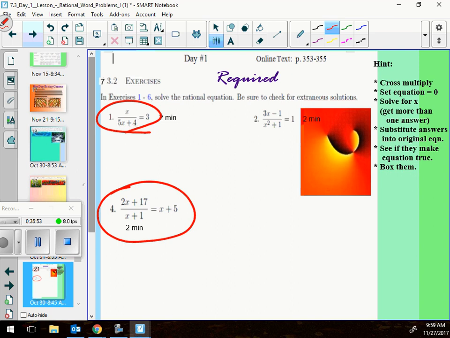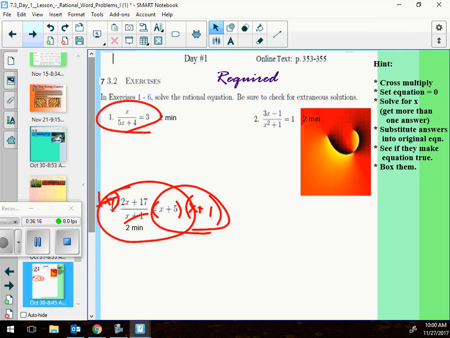On this one, when we multiply both sides by x plus 1, this one will cancel. This one becomes a quadratic. Then you got to move it and set it equal to 0. And then if you can factor it, you should. And what if you can't factor it? How are you supposed to solve a quadratic if it doesn't factor? Quadratic formula. Yep. All right, those two are assigned.